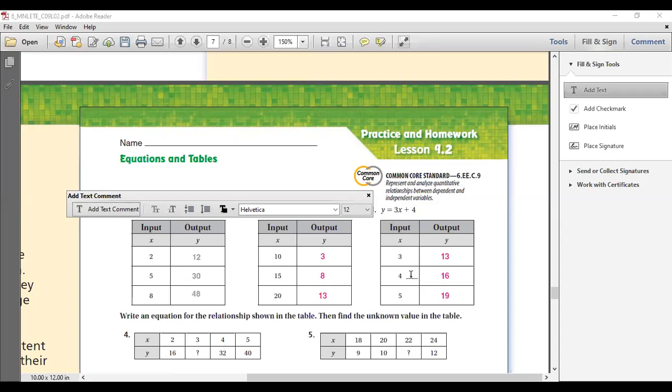Again, for the value of 4, in place of x you will write 4. So that's going to be 3 multiplied by 4, which is 12, plus 4 will give you 16. Okay, the next one is 3 multiplied by 5, that is in place of x you will put 5. So 3 multiplied by 5 is 15, plus 4 is going to give you 19. So your answers should be 13, 16, and 19.